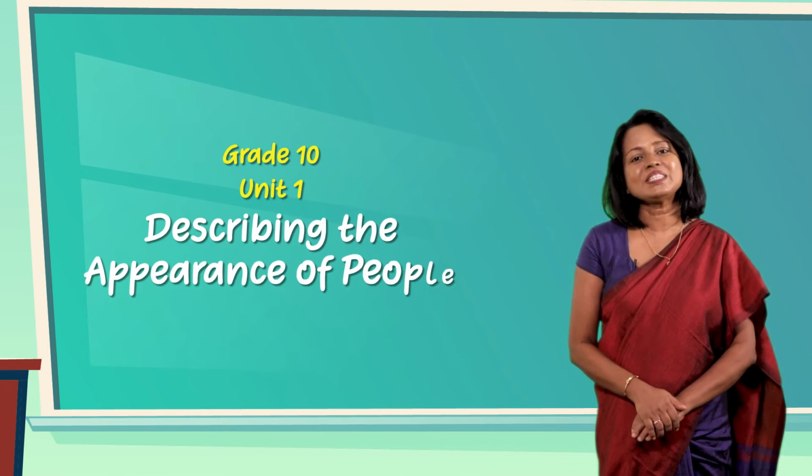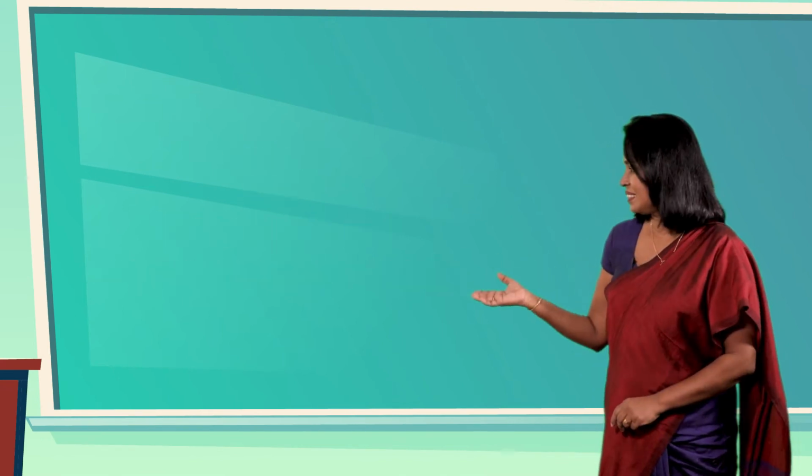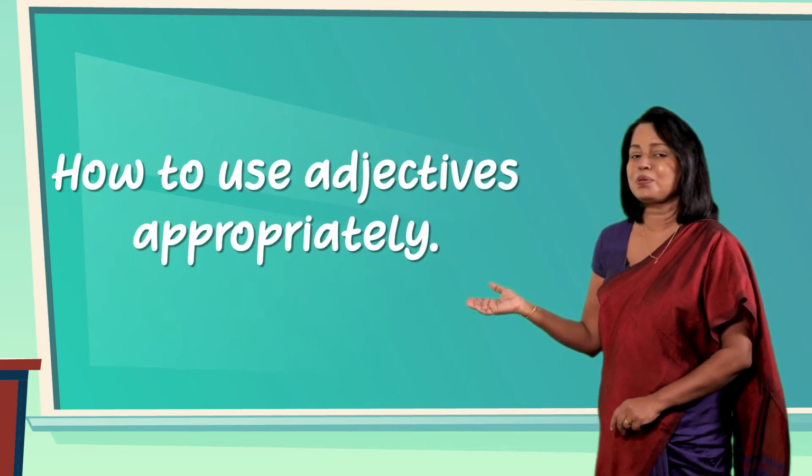This lesson is based on Unit 1 of your English textbook. In this lesson, let's learn how to use adjectives appropriately. Okay, let's start the lesson now. On page 9 of your textbook, you have a role play. In this role play, Venura and Rasuni are talking with each other. Let's listen to their dialogue now.